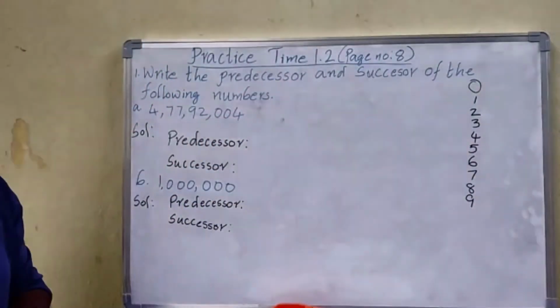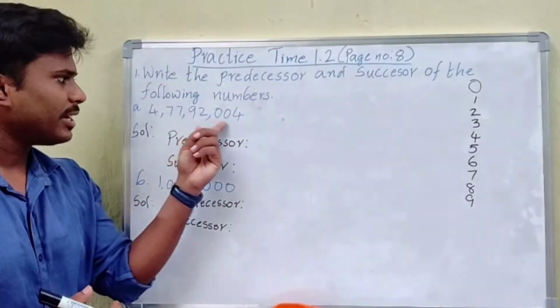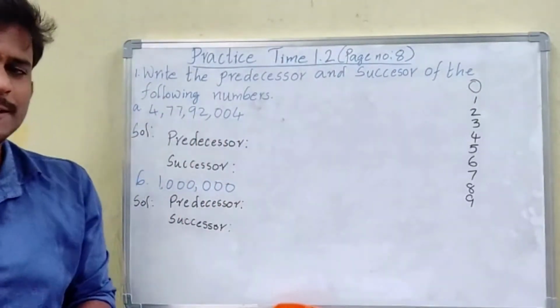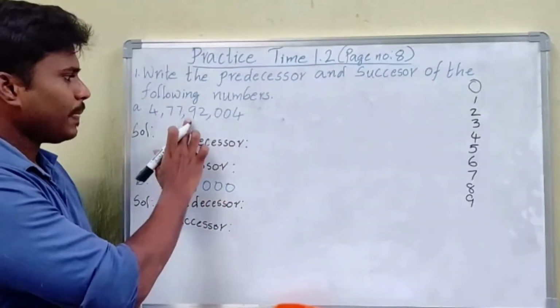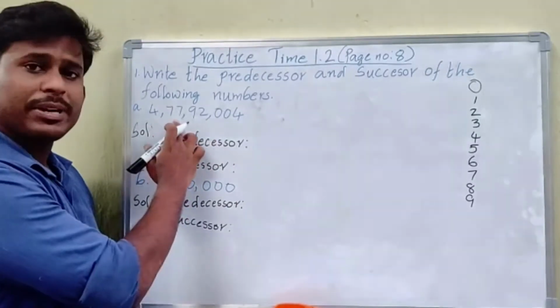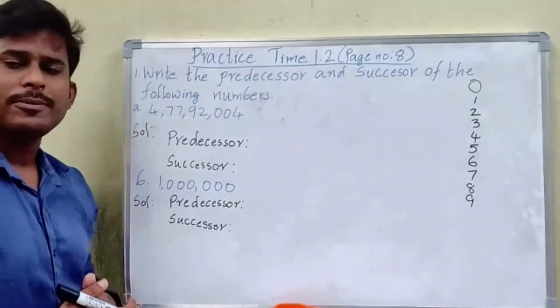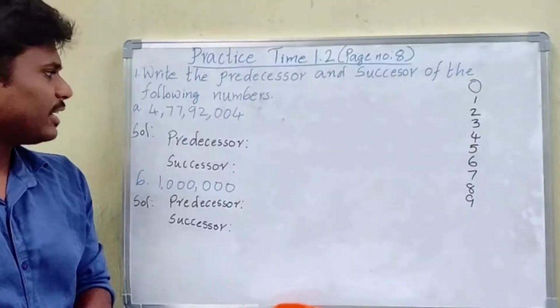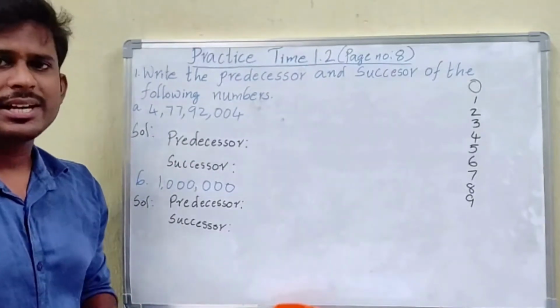So here we have the question. See, periods, 3 places, 2 places. Which system it is? Indian system. Okay, ones period, thousands period, lakhs period, crores period. So how do you read this number? 4 crore, 77 lakh, 92,004. Now we have to write the predecessor and successor.